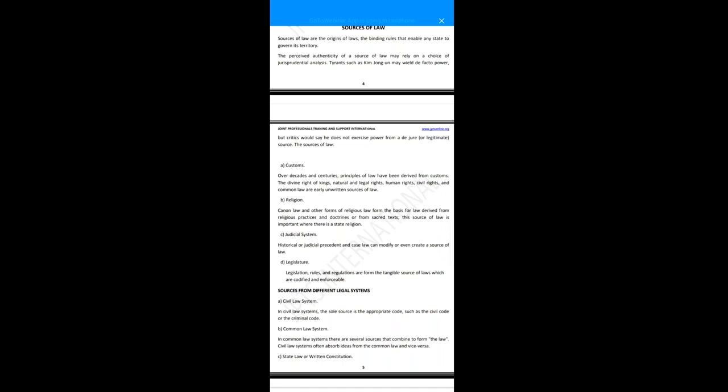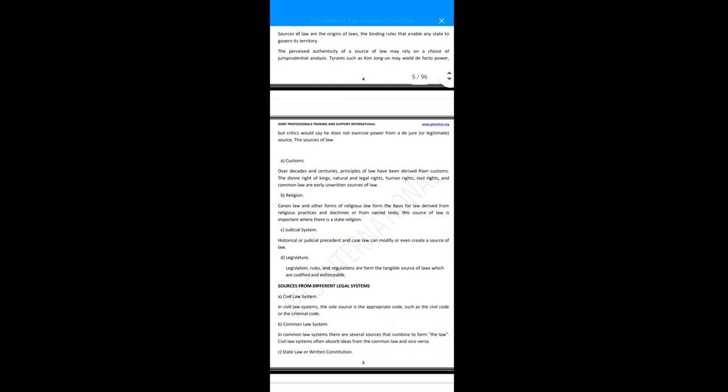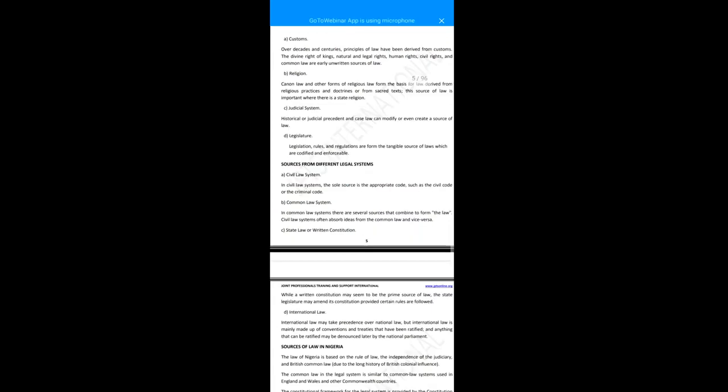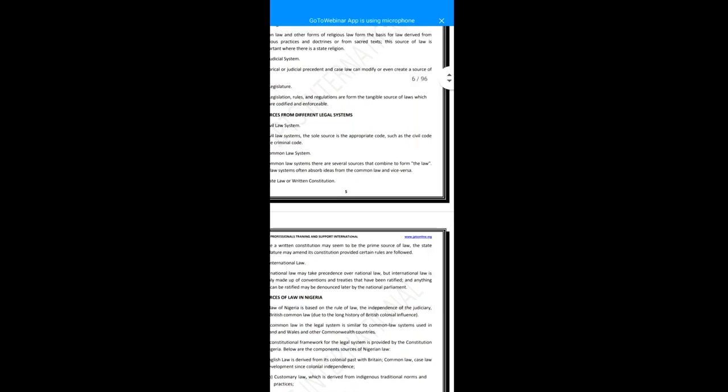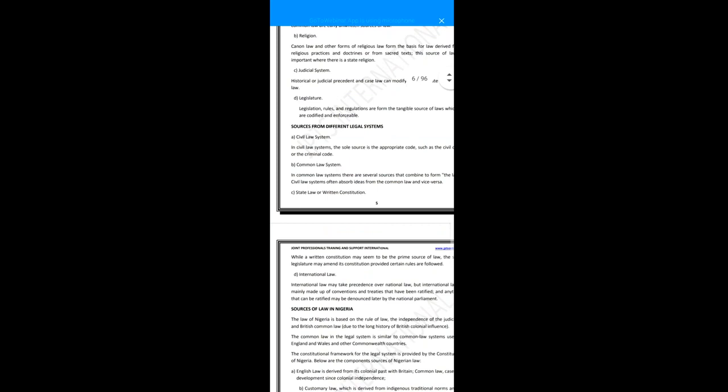We have sources from different legal systems. We have the civil law system, the common law system, we have the state law or written constitution. Now, the civil law system, the sole source is the appropriate code, such as the civil code or the criminal code, while the common law system has several sources that combined to form the law. I explained the custom, which is part of the common law system. That's law gotten from the divine right of king, the nature, the legal rights of people, the human rights, the civil rights of the masses.